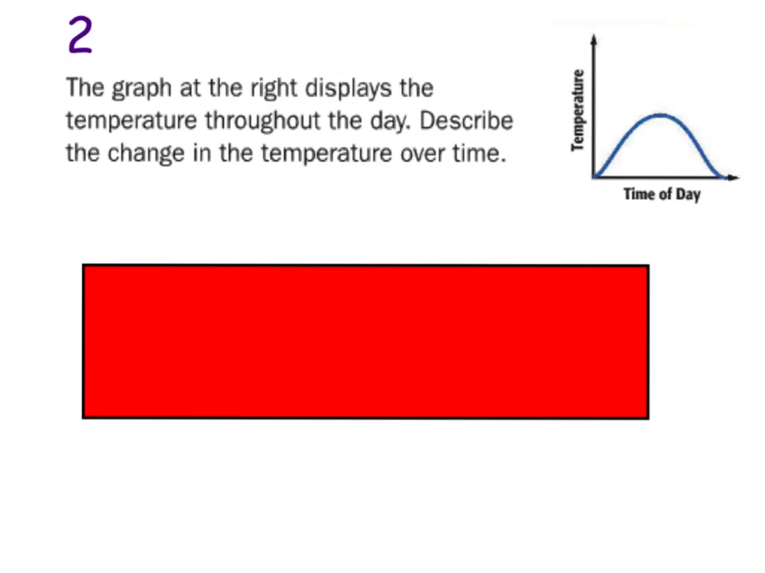All right, let's go back to example 2 because we just did example 3. Example 2 is, again, I'm giving you the graph and you need to figure out how to describe it. So the graph shows the temperature throughout the day. So describe the change in the temperature over time. So pause, see if you can figure it out, and then restart.